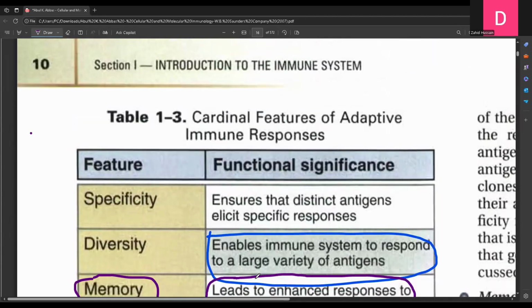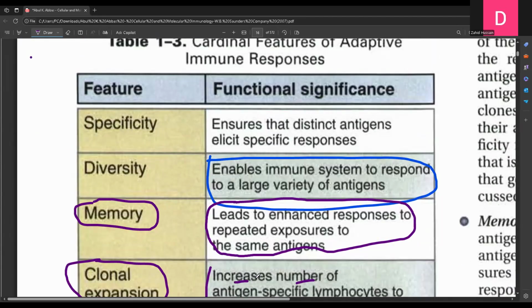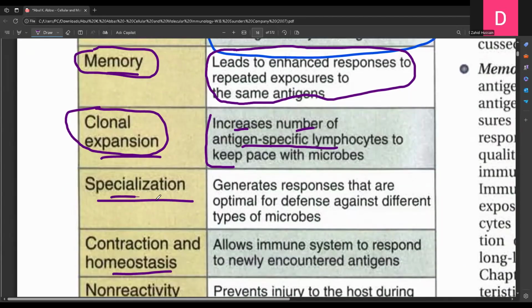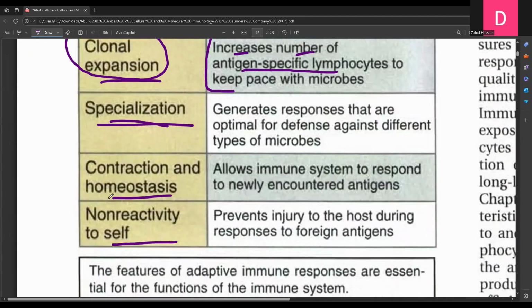So the cardinal features of the adaptive immune response are specificity, diversity, memory, clonal expansion, specialization, contraction and homeostasis, and non-reactivity to self.